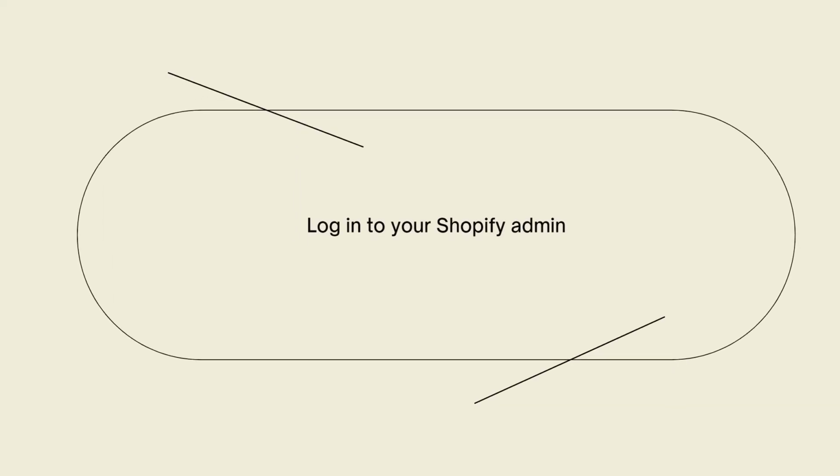So first of all, what you need to do is to log into your Shopify admin. After that, go to settings section. So you should see the settings section at the lower left corner of your screen. Now, select Checkout. So within the Settings section, click on Checkout tab.